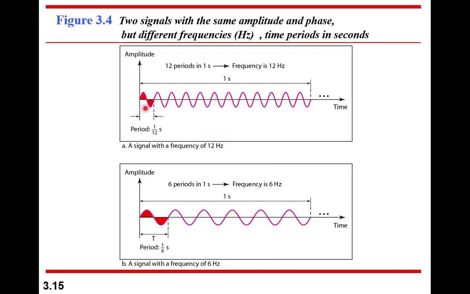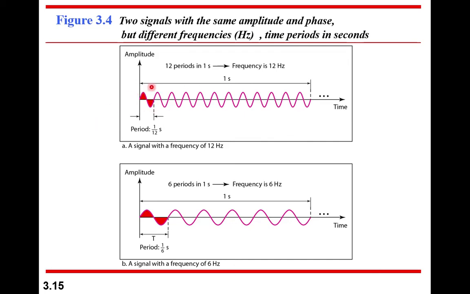The time period is the time that a sine wave takes to complete one cycle. You can see that this signal completes one cycle from here to here, and this other signal completes one cycle in this time. Here this time is larger than this time. The time period can also be described from another perspective.